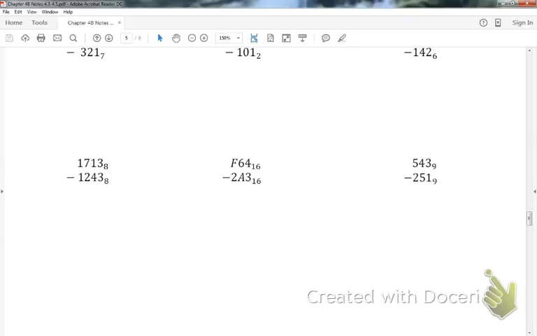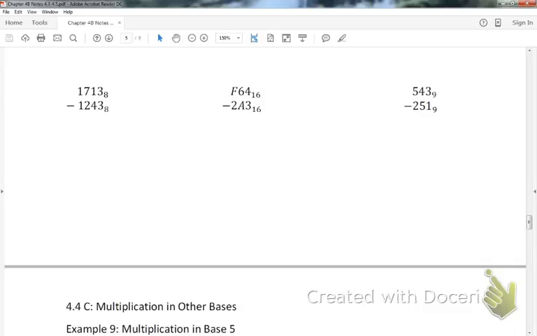Okay, let's look at this final row for subtraction. Okay, so we've got 1, 7, 1, 3 in base 8. We're subtracting 1, 2, 4, 3 in base 8. So 3 minus 3 gives me 0. So again, 3 minus 3 is going to give me 0.